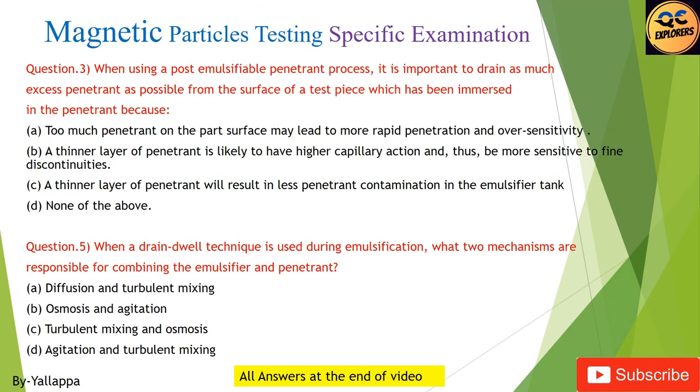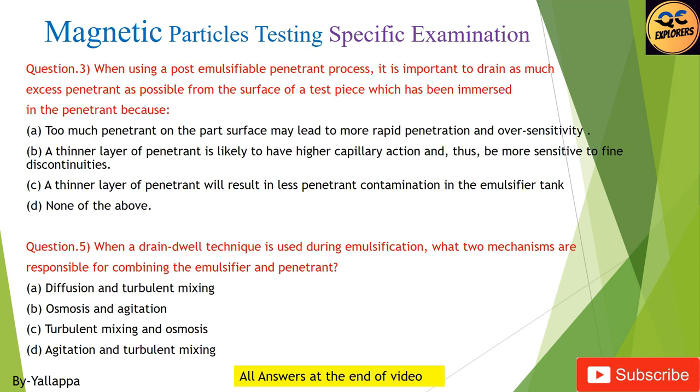Question 3. When using a post-emulsifiable penetrant process, it is important to drain as much excess penetrant as possible from the surface of a test piece which has been immersed in the penetrant because too much penetrant on the part surface may lead to more rapid penetration and oversensitivity; a thinner layer of penetrant is likely to have higher capillary action and, thus, be more sensitive to fine discontinuities; a thinner layer of penetrant will result in less penetrant contamination in the emulsifier tank; none of the above.